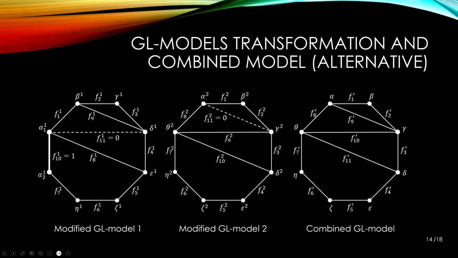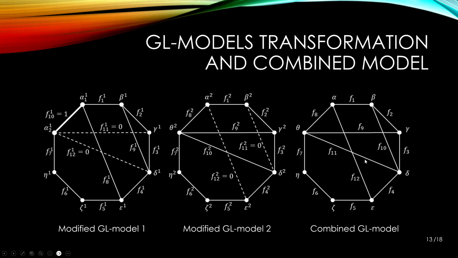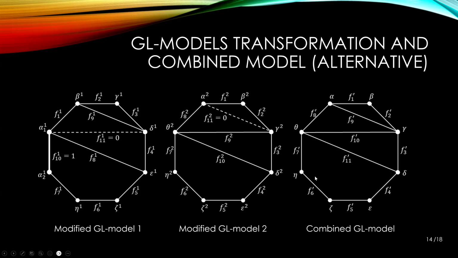Alternatively, the transformations can be performed in a different way, like here. We can see it, and we can also combine these models. As a result, the graph of the resulting model is slightly simpler. It contains one fewer edge. We can compare them, but they both represent the same system.